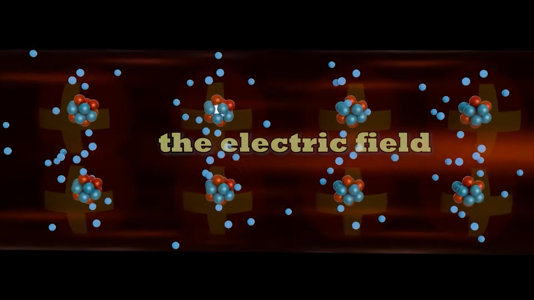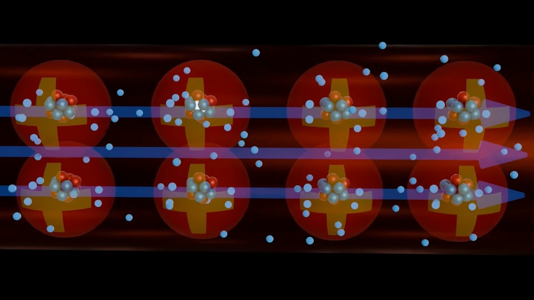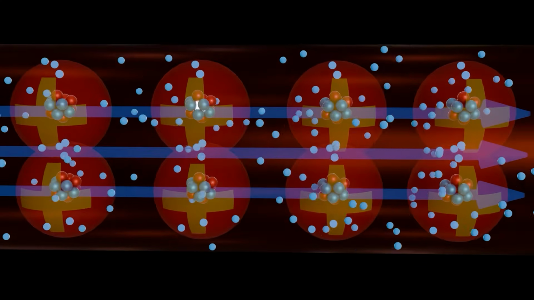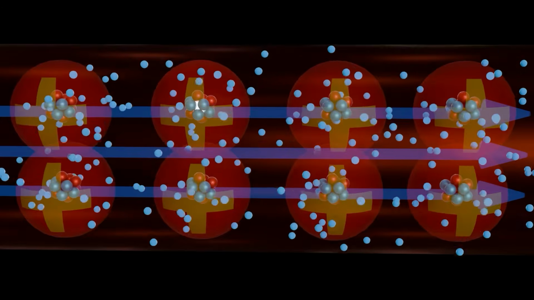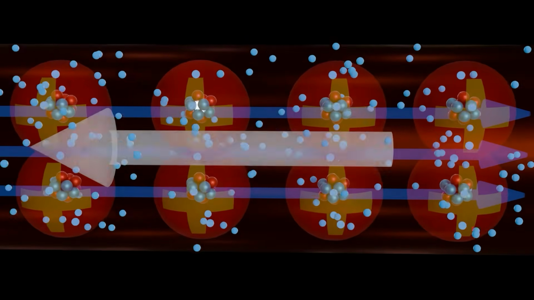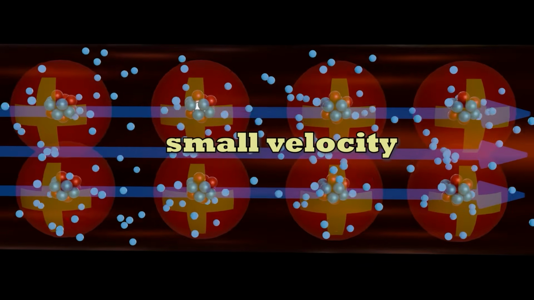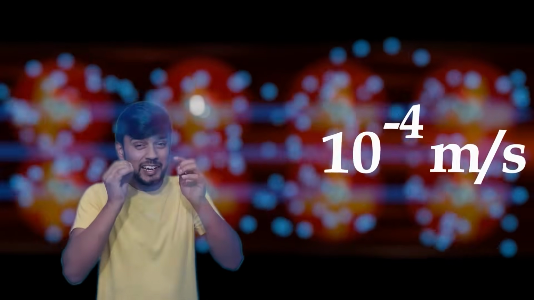electric field. The moment we apply an electric field across a conductor, the electrons begin to behave differently. They still keep colliding and moving randomly, just as they always do. But now, there is also a tiny net movement in one specific direction, opposite to the electric field. In other words, the electrons start drifting with a very small velocity of about 10^-4 meters per second. This might seem negligible, and you are absolutely right.